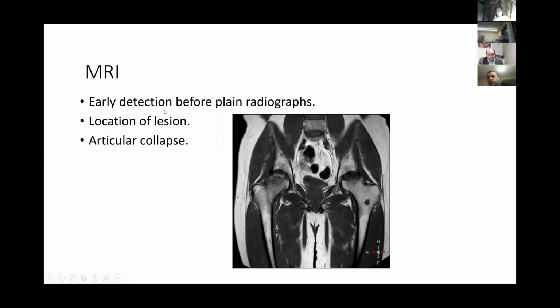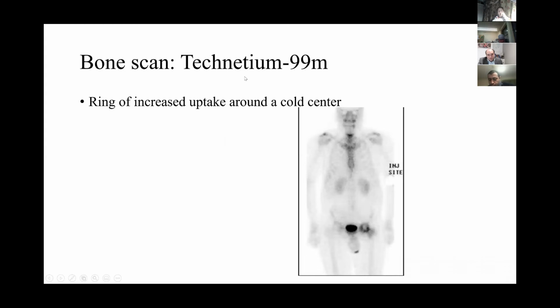MRI is very important. It is positive before the radiographs. It shows you the location of the lesion, the size of the lesion, and the articular collapse. The location, size, and collapse is basically what's going to guide our management here. You can mention bone scan. I'm not aware of a center that does it.